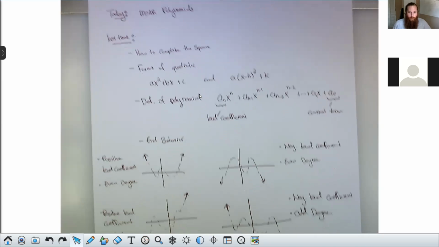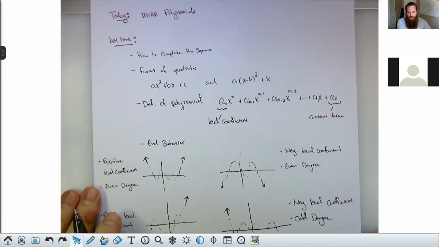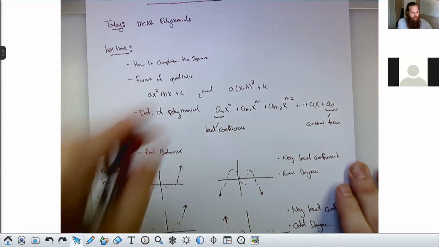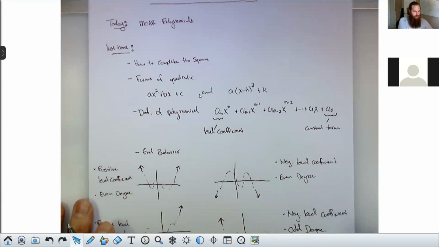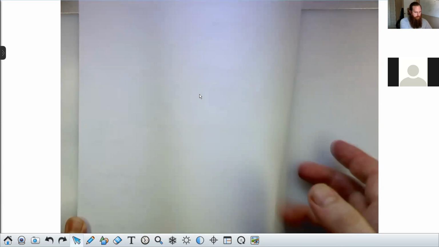Polynomials, definition of polynomial, end behavior for polynomials. So I'd like to look at an example or two of specific polynomials and their end behavior, but then I want to talk about the connection between factors and roots. So let's do that. Example first, right? Okay.